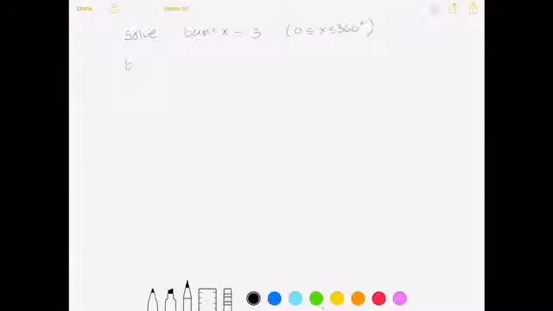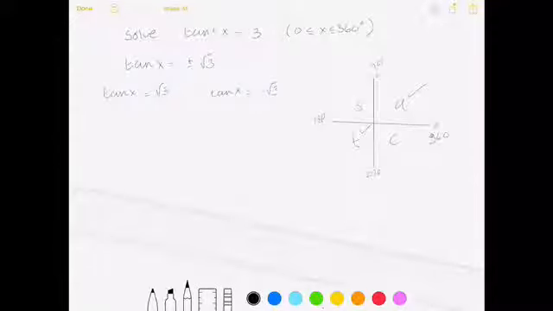Next up, we're going to solve tan squared x equals 3, where x is between 0 and 360 degrees. So tan x is equal to plus or minus the square root of 3. So we split that into two equations to be solved: tan x equals root 3 and tan x equals minus root 3. Sketching our CAST diagram, tan is positive in quadrants 1 and 3. So quadrant 1 you'll get from your exact value triangle.